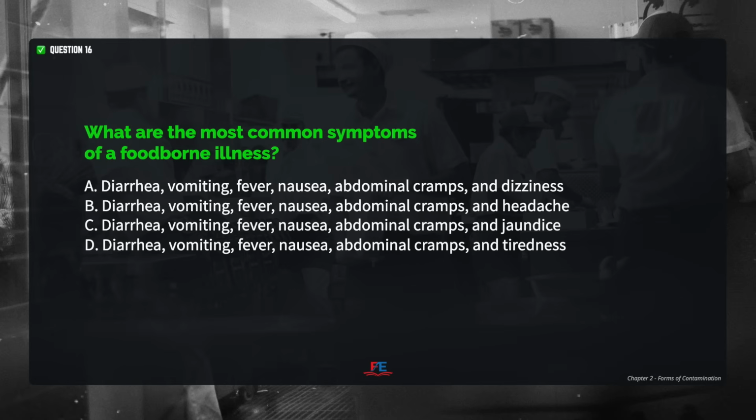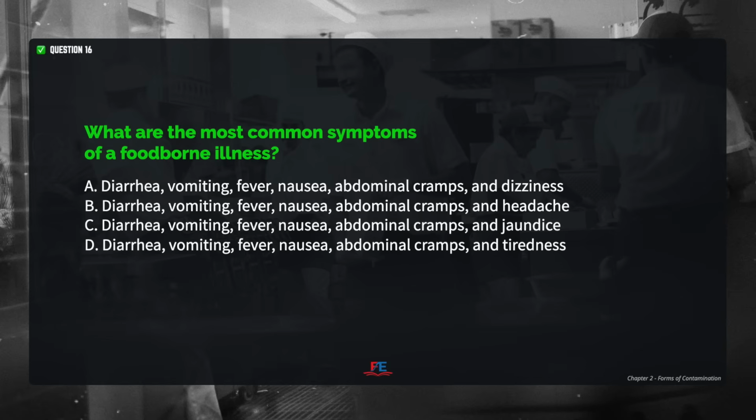A and B sound reasonable. Dizziness and headache are general signs of illness, but they're not flagged by the Food and Drug Administration, the FDA, as a major foodborne illness symptom. D includes tiredness, which is vague and could apply to anything from hunger to sleep loss, but it's not food specific or foodborne illness specific.